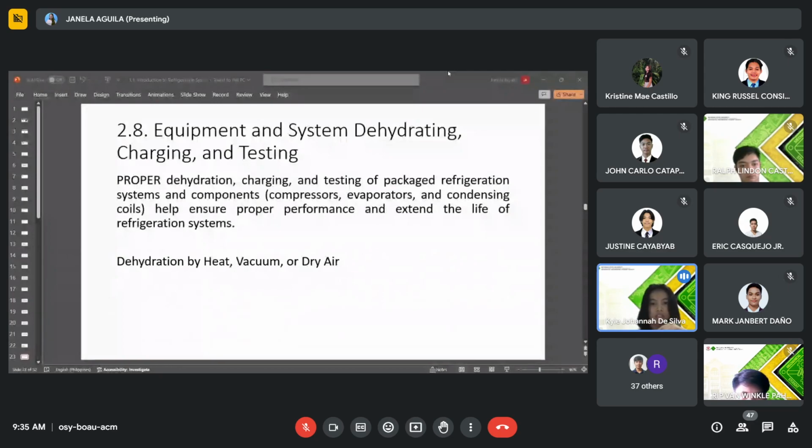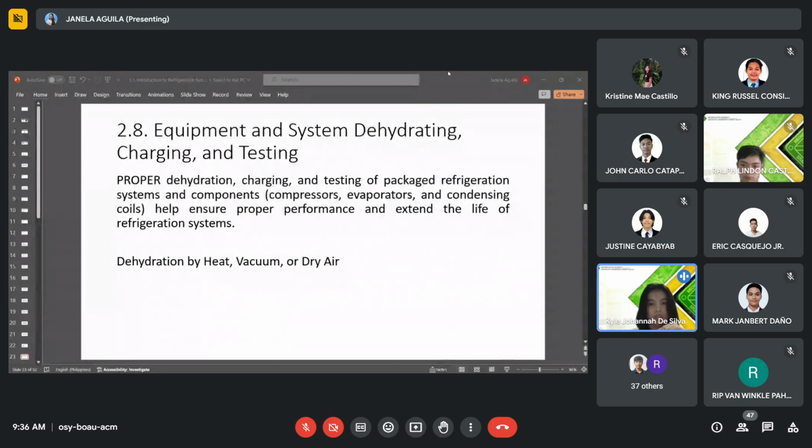Ang dehydration, it is typically done using heat, vacuum, or dry air to eliminate moisture or any water vapor present. For heat, by applying heat to the system, the moisture evaporates and turns into a vapor. Then it can be removed from the system. It can be done by the heating elements inside the refrigeration system.